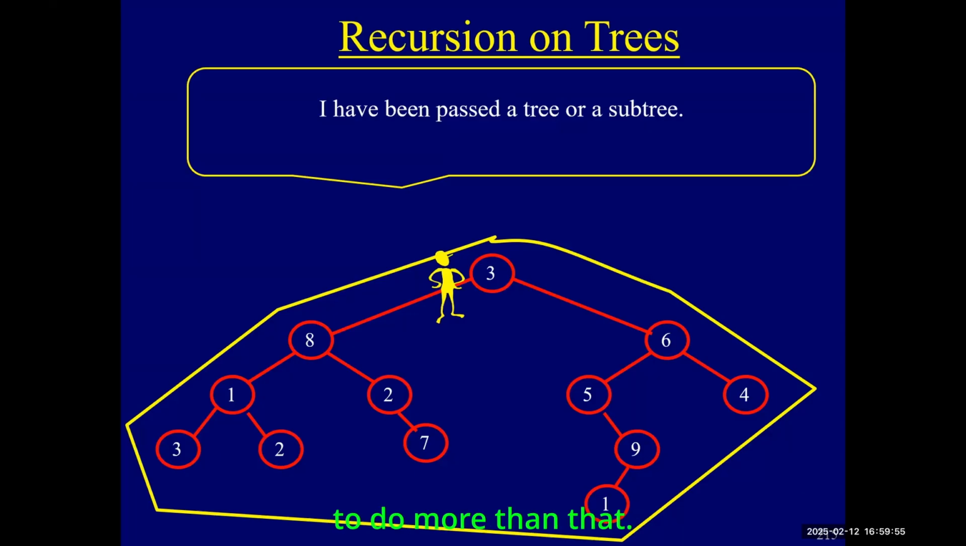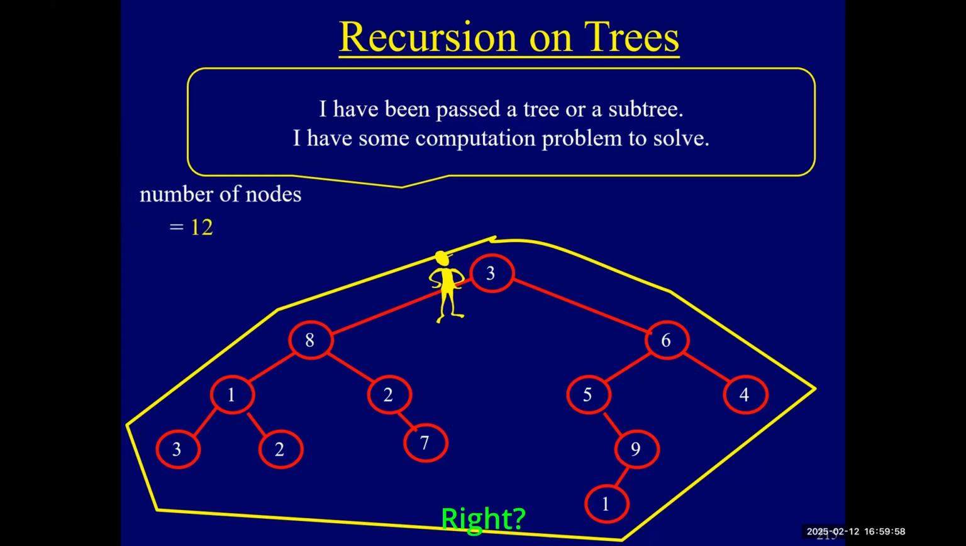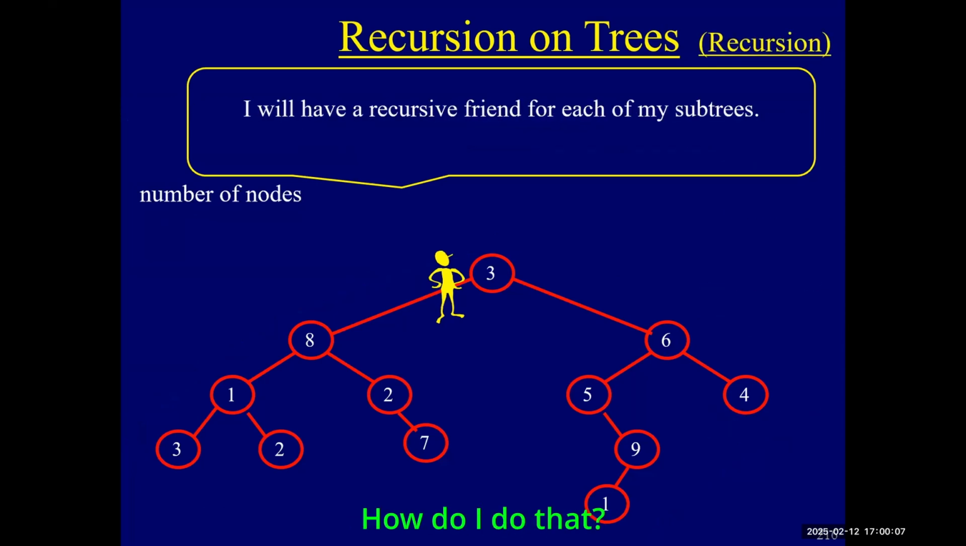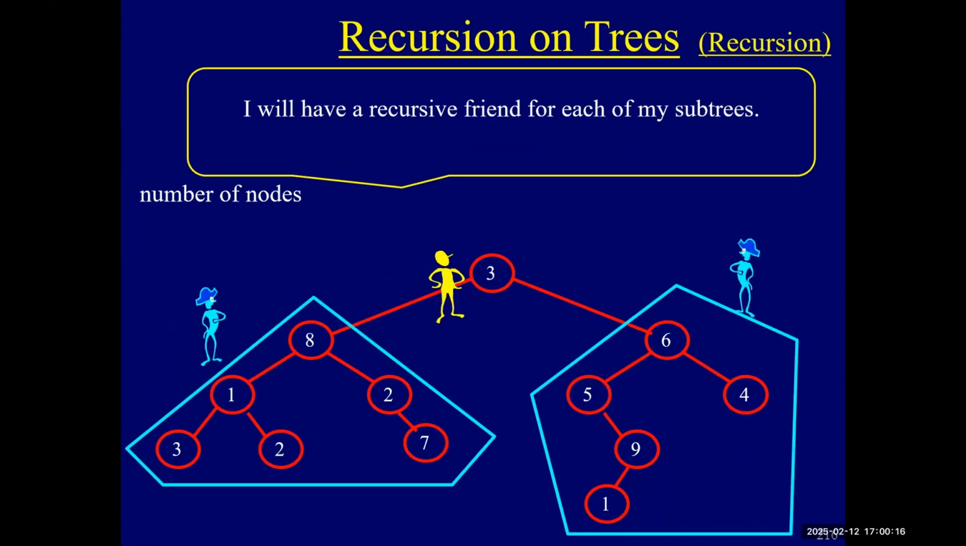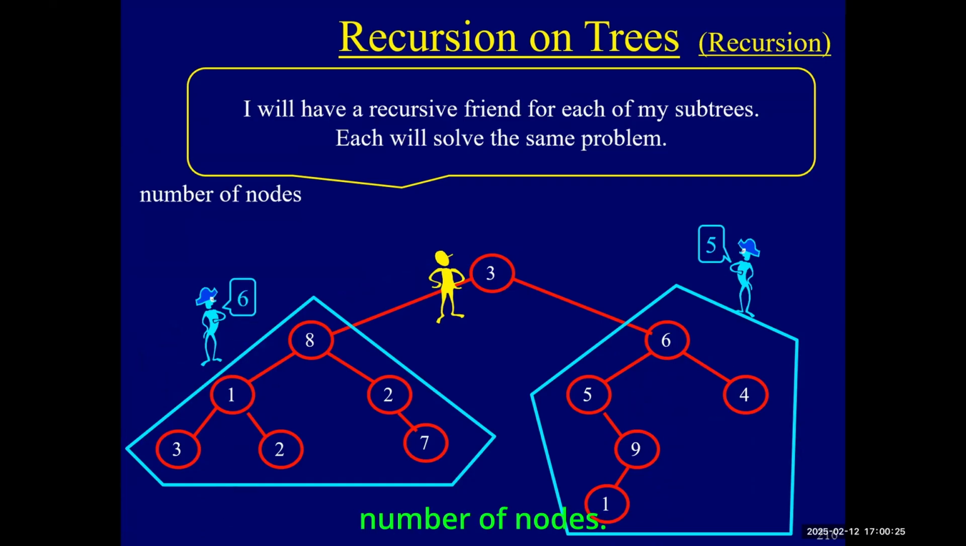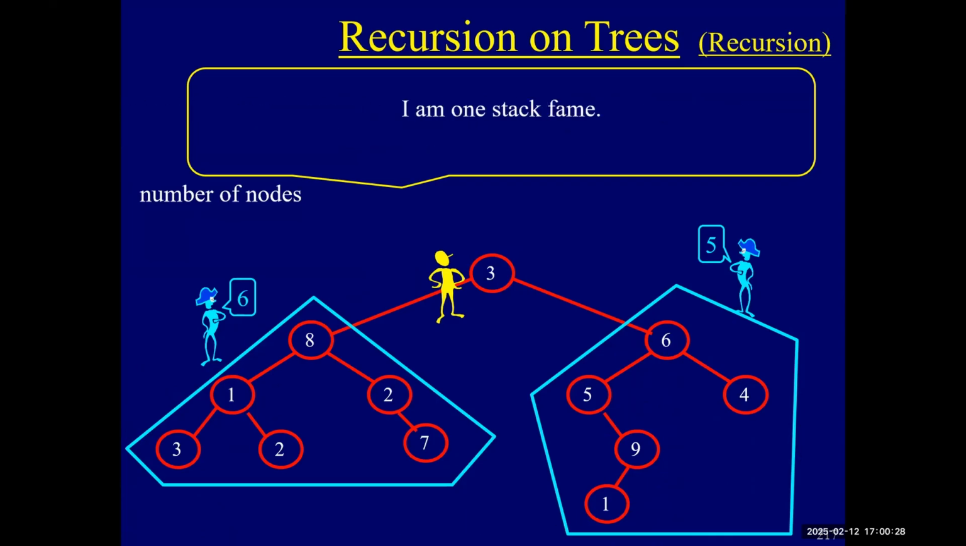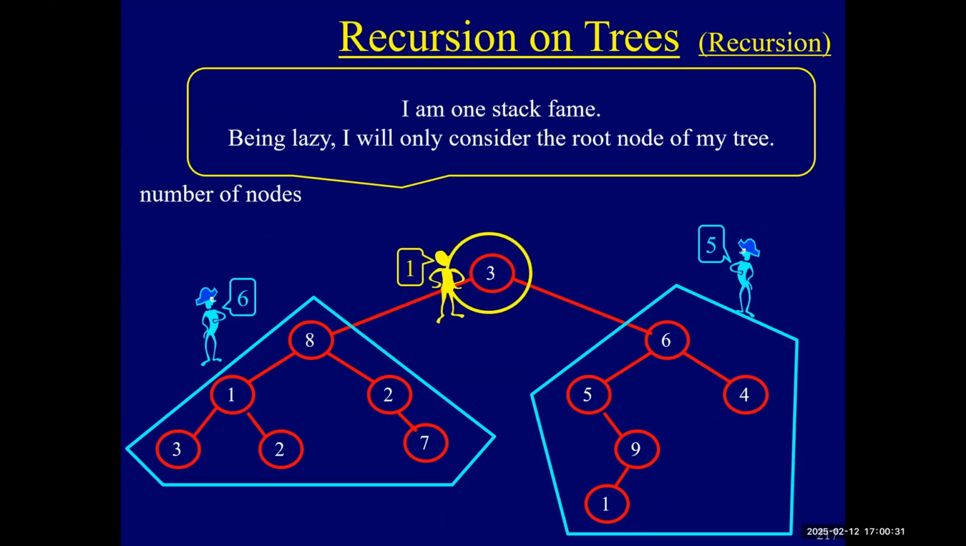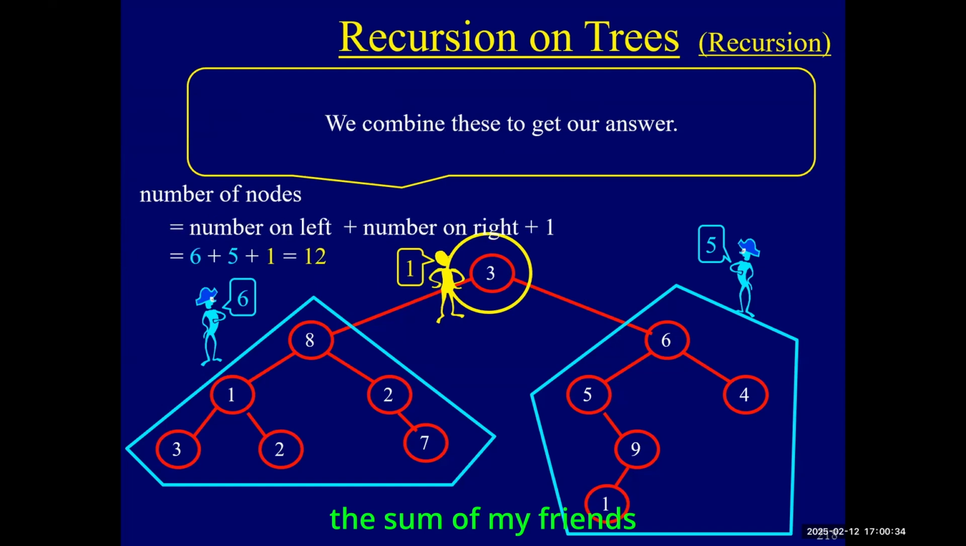And so you don't want to do more than that, all right? Suppose I want to know the number of nodes in the tree. Claims it's 12, all right? How do I do that? Well, I will have a recurse for each of my subtrees. And what do my subtrees do? They return the number, they solve the same problem. So they tell me the number of nodes. And then how many nodes do I have? I have the sum of my friend's answer plus 1. Everybody see that?